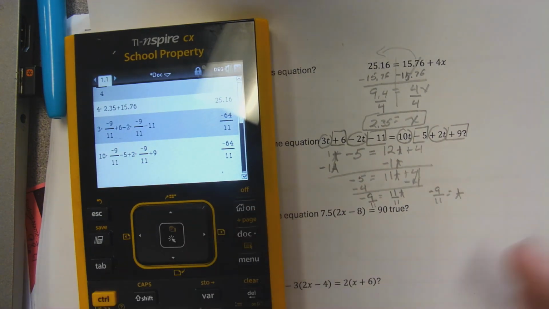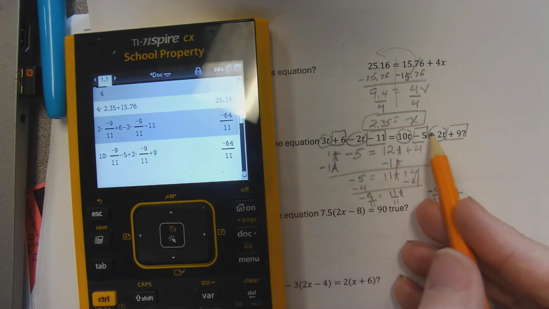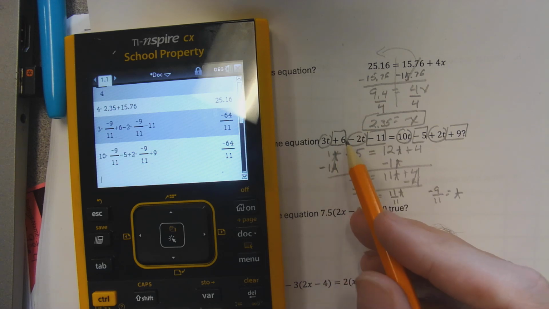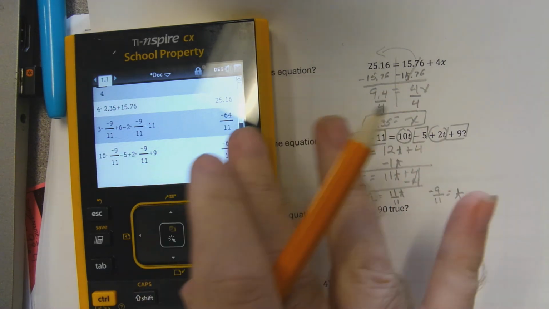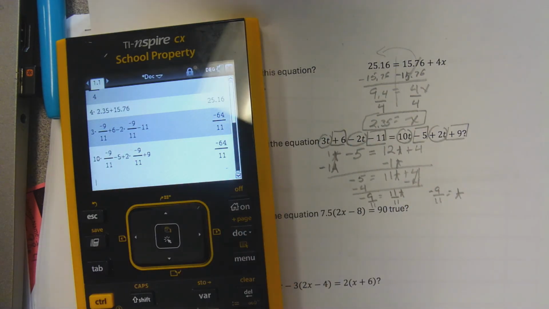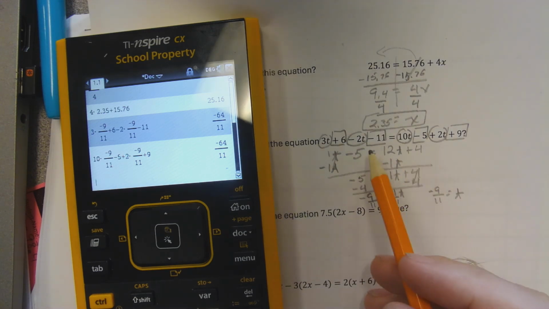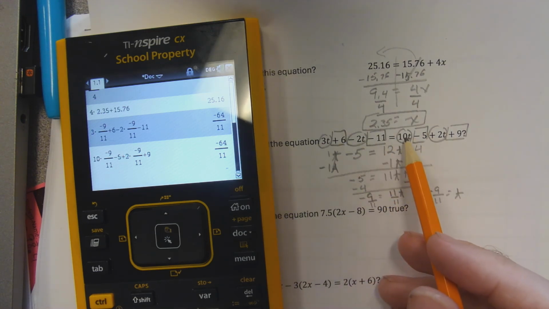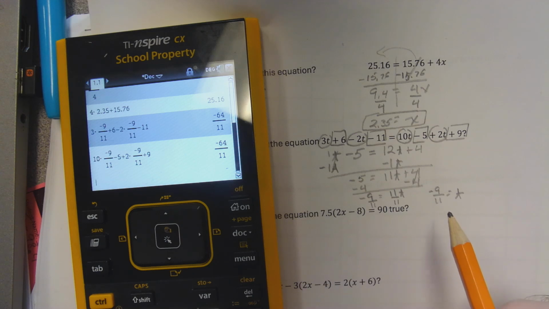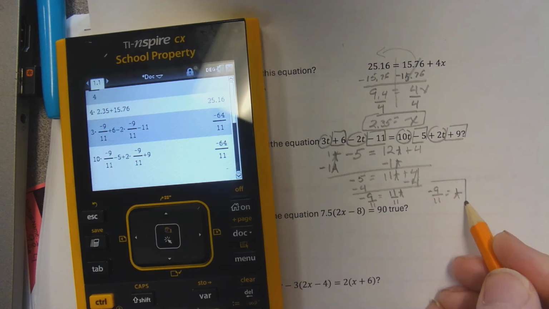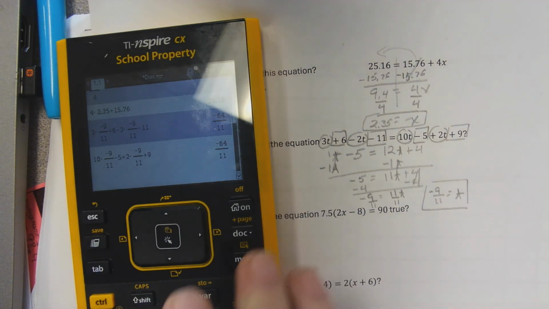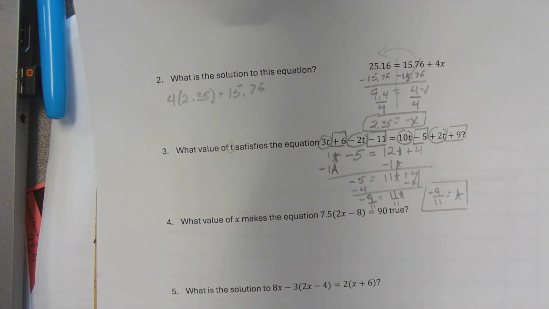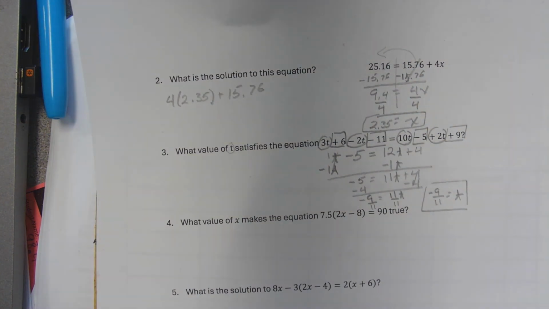I'm off the screen, I'm sorry. So that means this side equals this side, because I got negative 64 over 11 for each side. And so since both sides are equal, that means it's true. And so that's t. And we're done. Okay, you can always check your answer. You don't have to necessarily write it out, but you can check it.